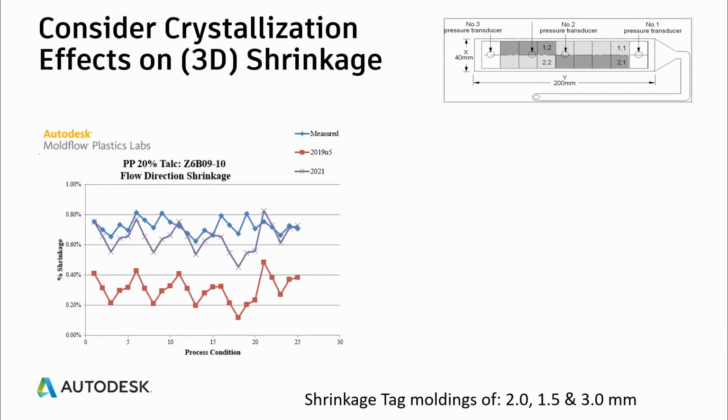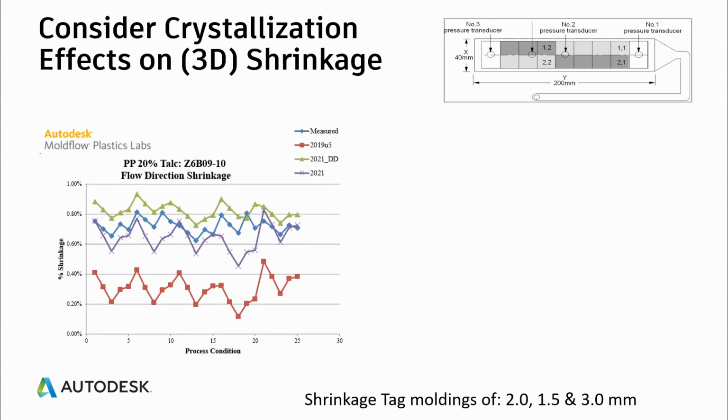Now, if we add to this the prediction from the new solution, which includes this enhanced crystallization effect, we see a much better agreement in the magnitude of shrinkage, being in closer agreement with the measured values. I can also add to this the prediction from the dual domain solver, and you see that the new solution in 3D is also more closely matching the dual domain solver prediction.